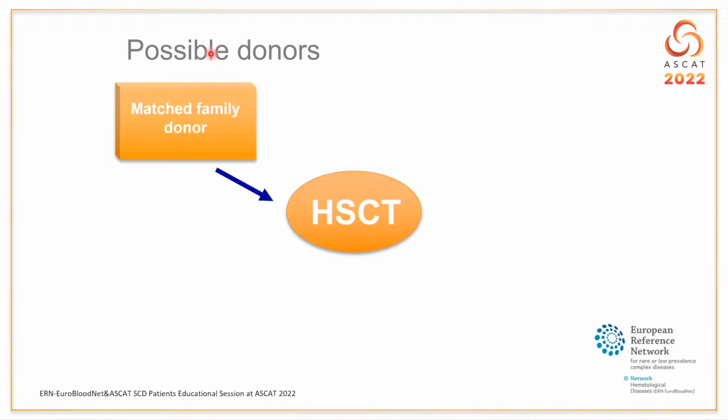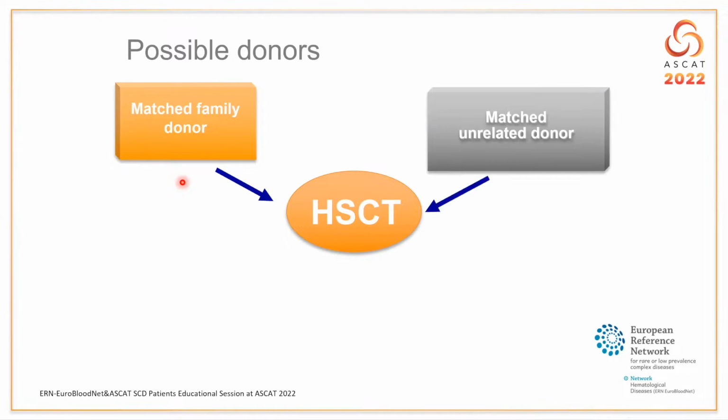Unfortunately, the probability of having a matched family donor is quite low, because the probability that two siblings are HLA identical is just 25%. So in the majority of cases, we have to search for a matched unrelated donor. In all countries worldwide, there are registries of voluntary stem cell donors that are willing to donate.